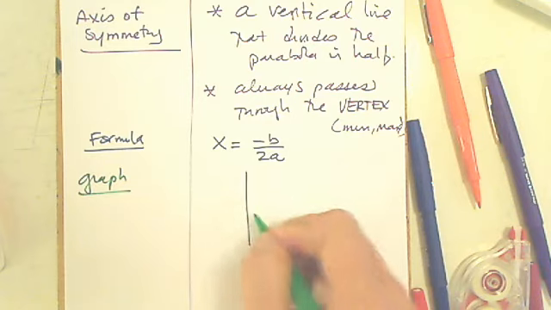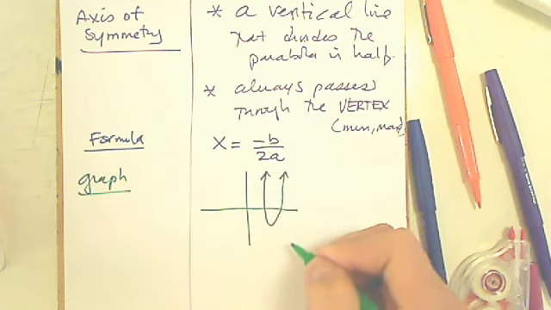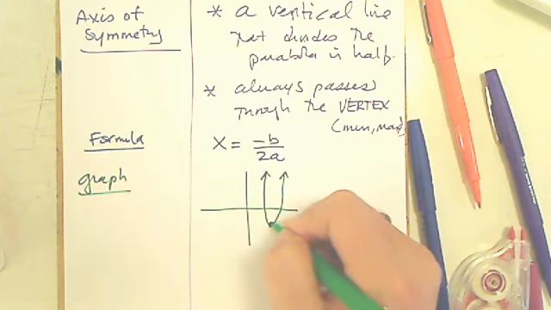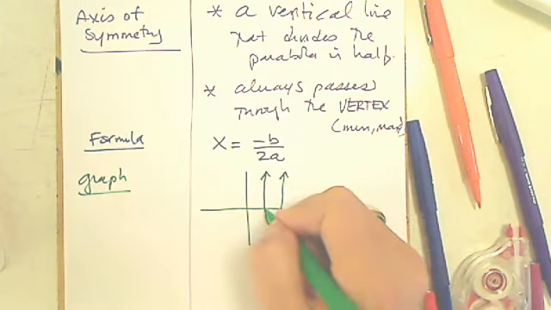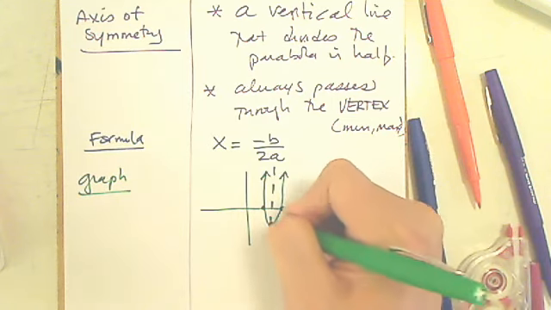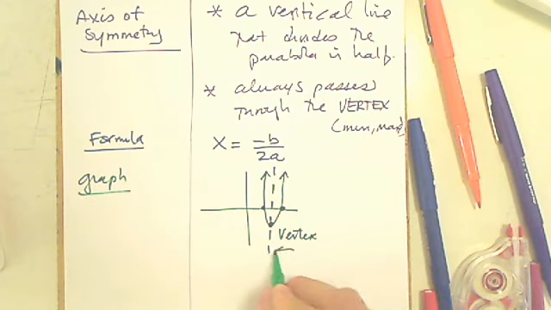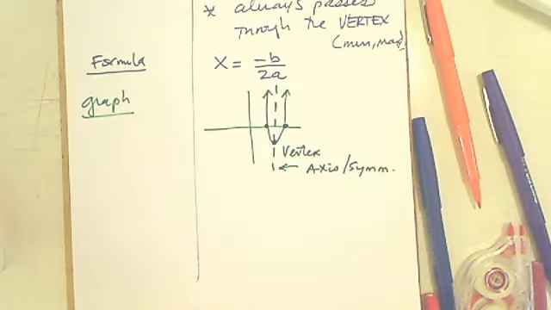Let's say we have this. I'm going to draw a U. I'm going to draw the vertex. I'm going to draw the roots. It has a dashed line. This is a dashed line. This is the axis of symmetry. It splits the U equally down the middle.